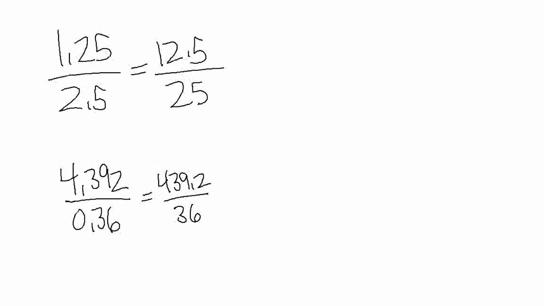Now, the next step is to do long division as if the numerator and denominator were both integers. The numerator may not be an integer, but you're still going to do long division as if it was an integer. So, for example, for 12.5 divided by 25, we do 125 divided by 25. We'll put the decimal there, but we're going to act like it's not there.